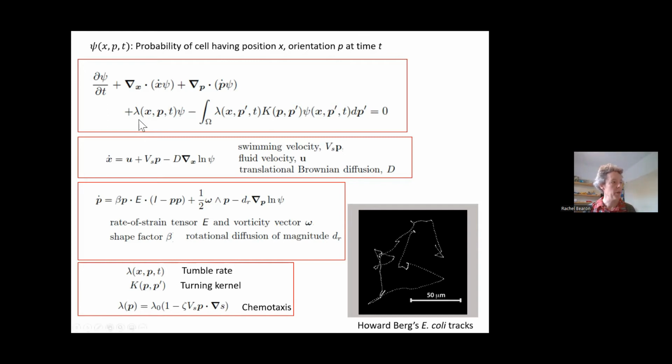So we've got this velocity jump process with a tumble rate lambda and a turning kernel k, and the chemotactic response is that the tumble rate, the probability of tumbling and changing direction, reduces if you're moving up the gradient. So analogous to Klaus's nudging, we reduce the chance of tumbling if we're going up gradient. This is the model framework that we're working with to explain and explore the shear trapping.